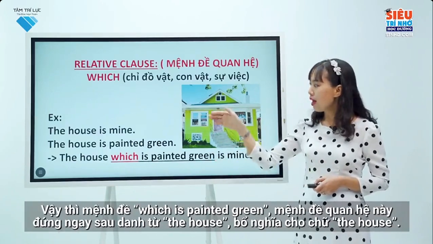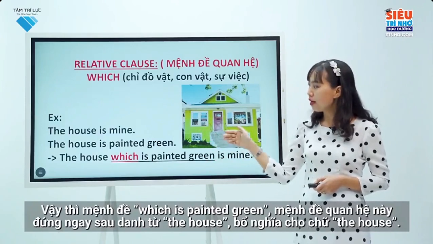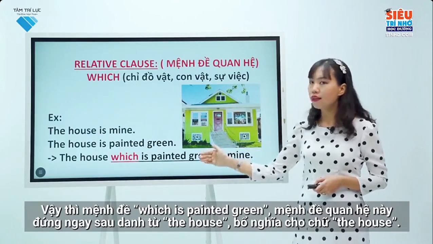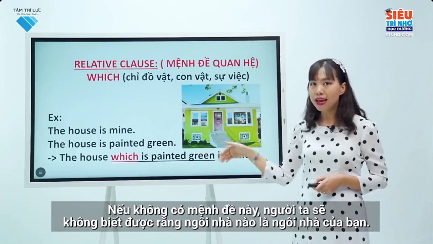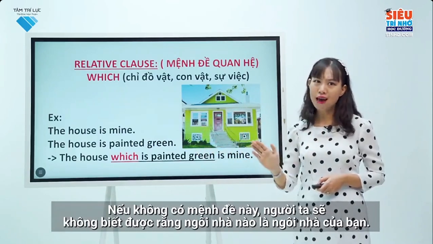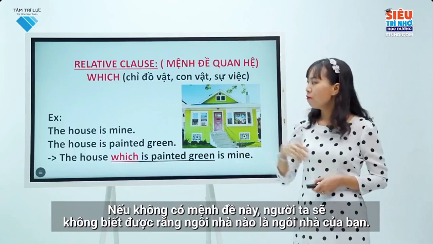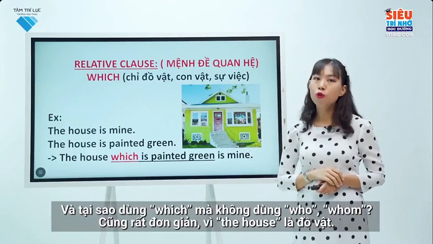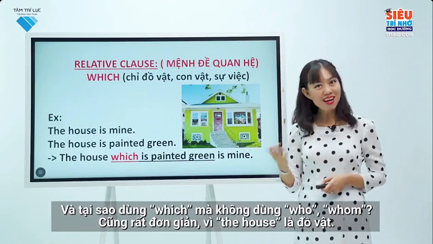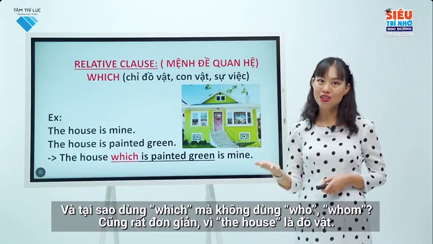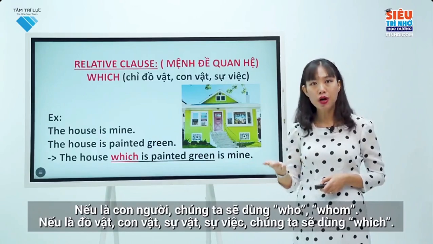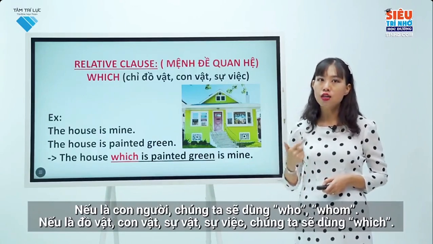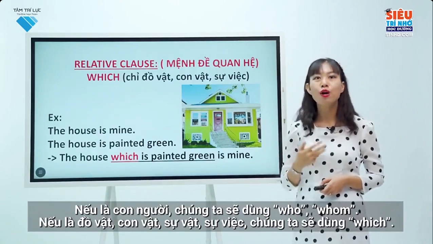In it, which is painted green is the relative clause, and it comes right after the noun, the house, and modifies it. Without it, people wouldn't know which house is yours. And why do we use which? Why not who? Whom? Simply because the house is a thing. If it is a human, we use who, whom. If it is an object, an animal, a thing, an event, we will use which.